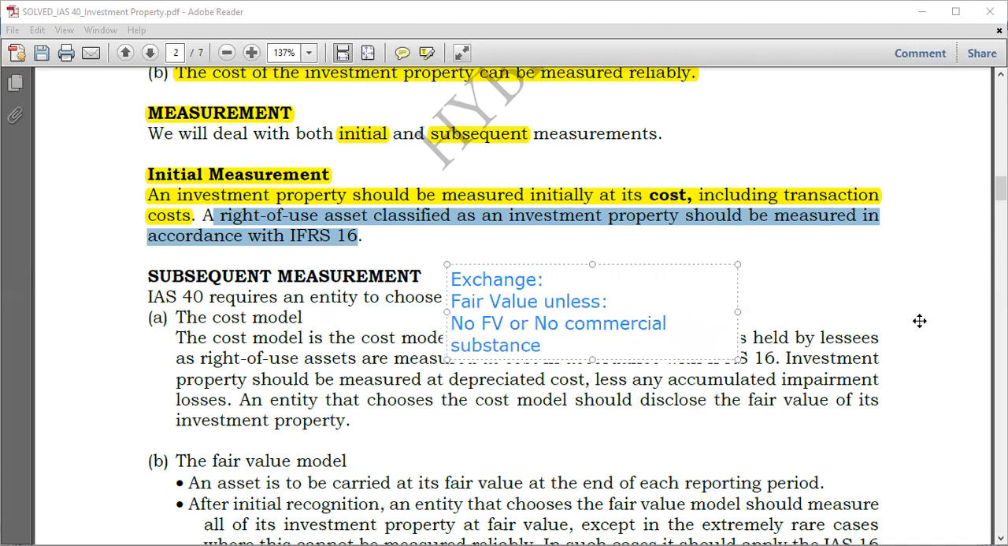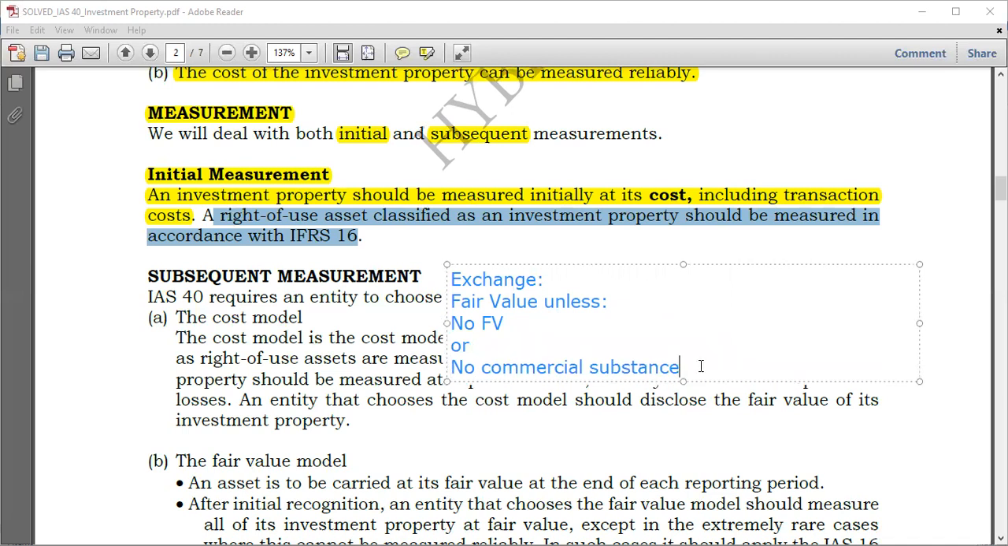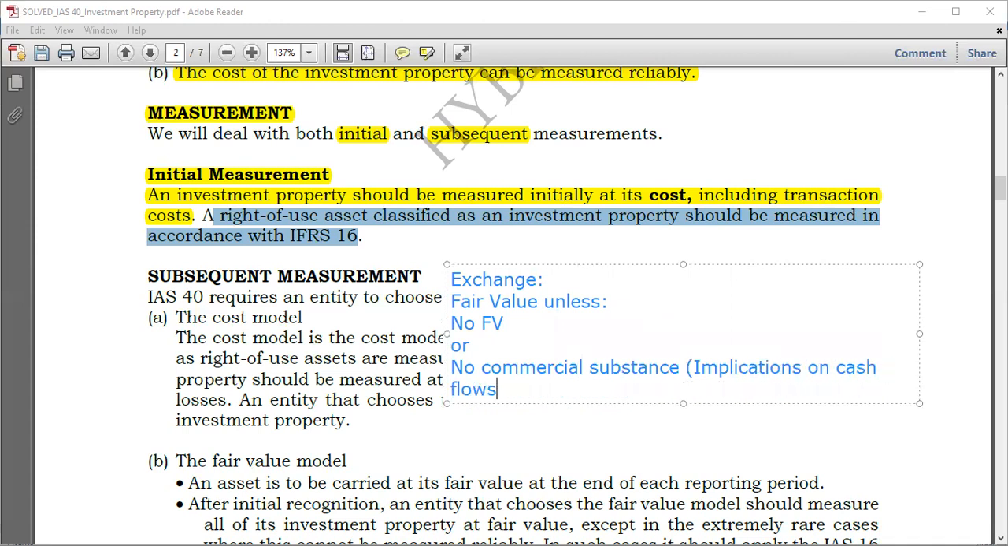So in case there is no fair value, there is nothing to do, or maybe there is a fair value but there is no commercial substance. If there is no commercial substance, you also cannot do that. And by commercial substance, what do I mean? By commercial substance, we speak of the implications on cash flows. And by implications on cash flows, what do I mean?